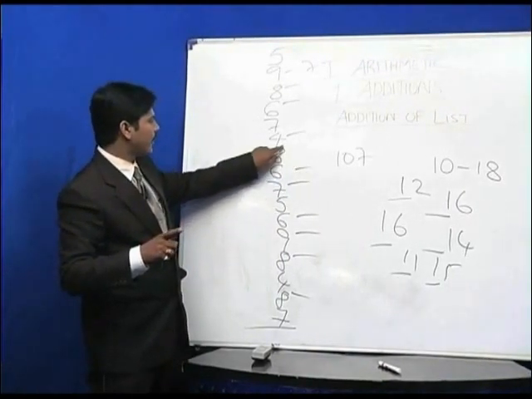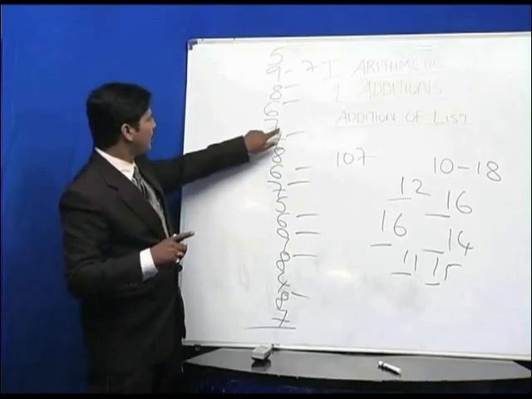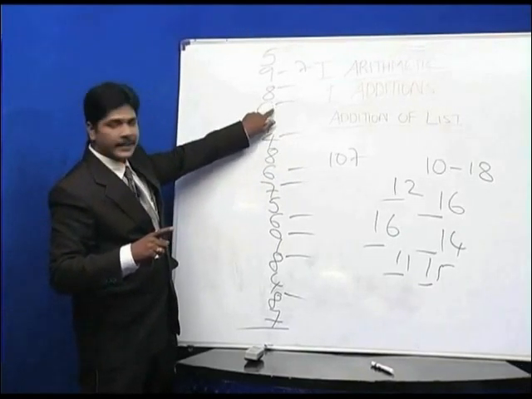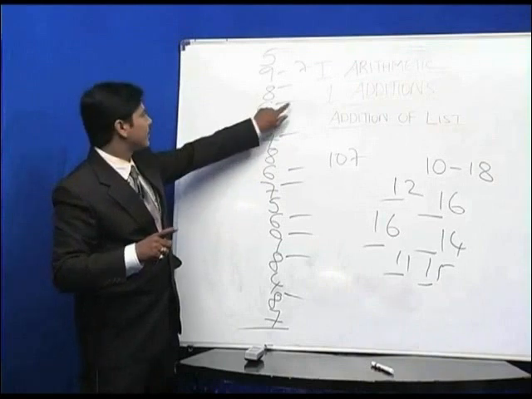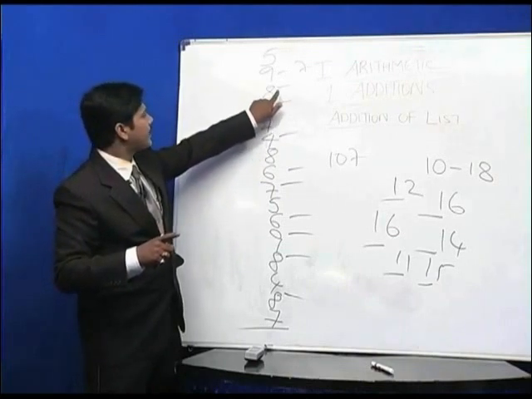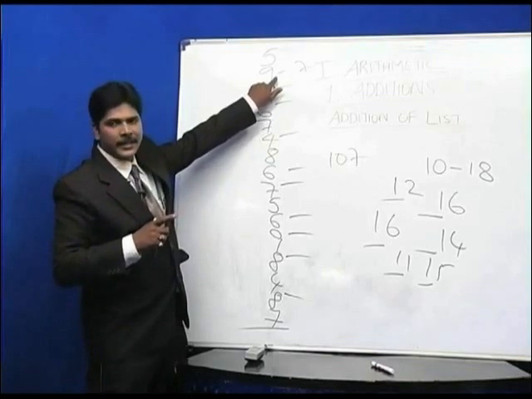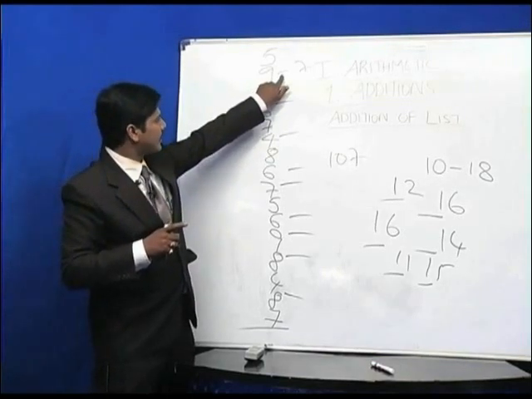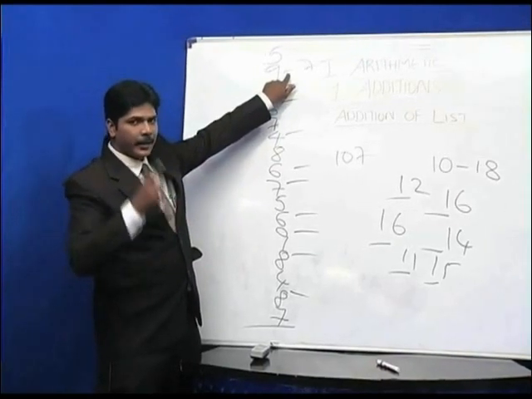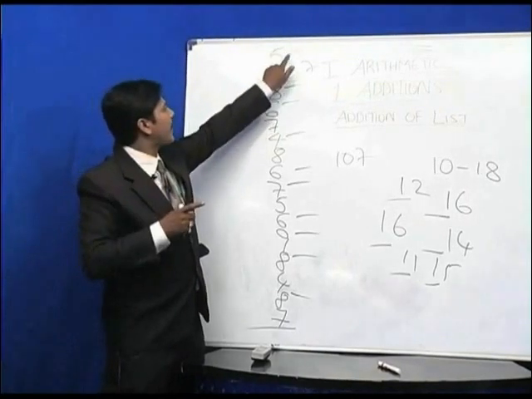So 8 plus 4 is 12. So dash and 2. 2 plus 7 is 9. 9 plus 6 is 15. So dash and 5. 5 plus 8 is 13. So dash and 3 in the mind. 3 plus 9 is 12. So can you see that? I put a dash there and hold 2 in the mind. 2 plus 5 is 7.